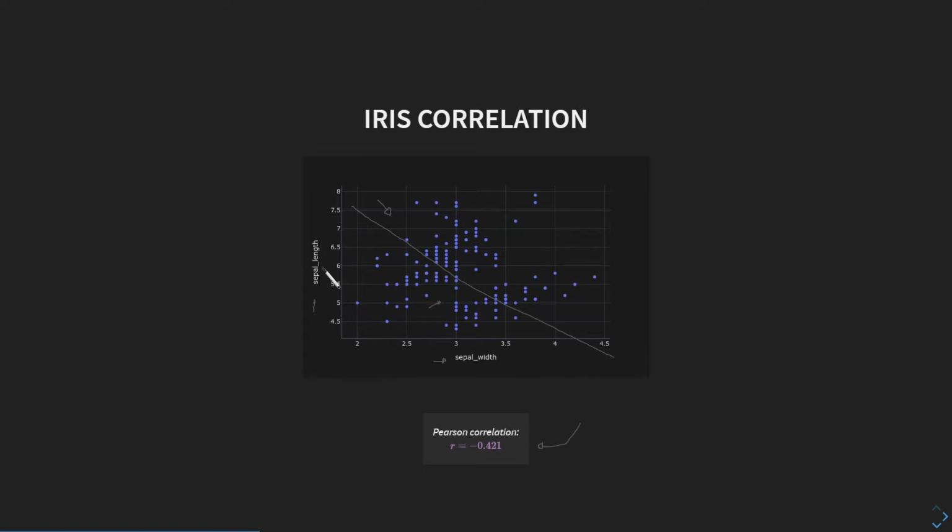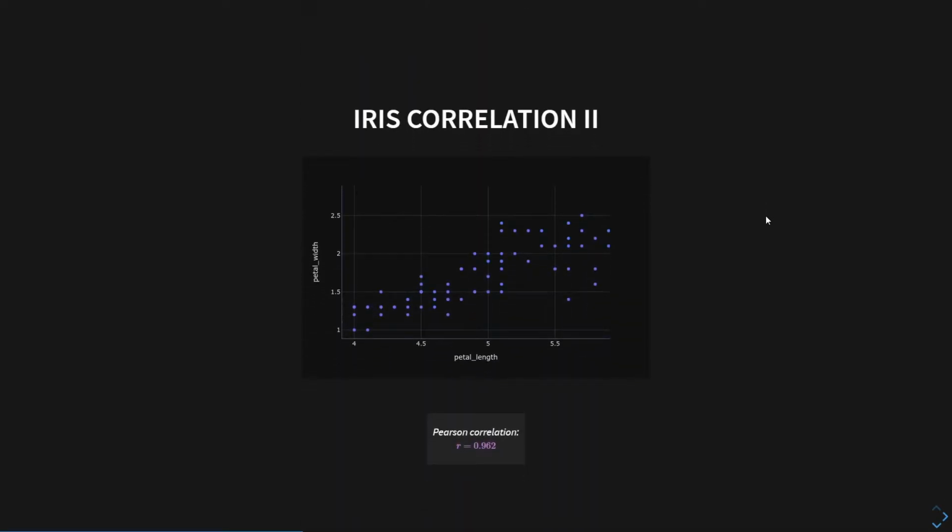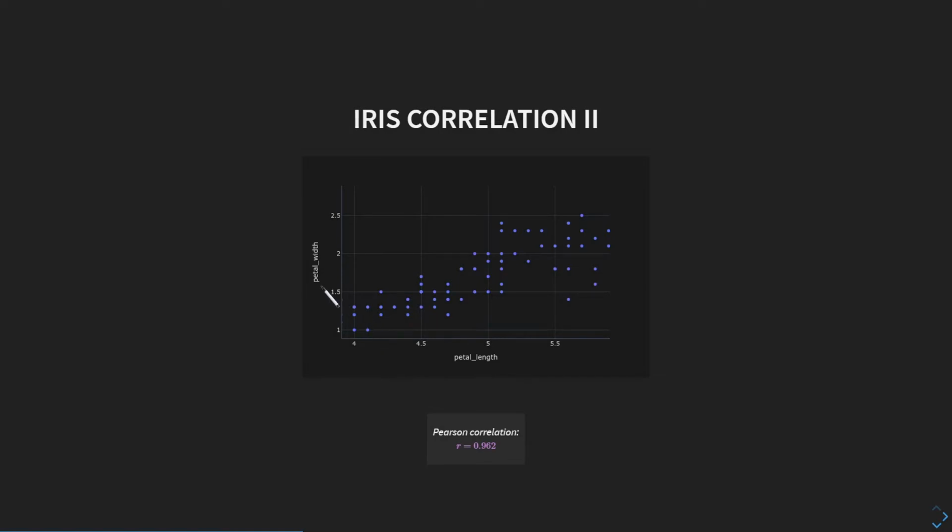So essentially, the longer the sepal, the narrower the sepal is. The next one, we can see much more convincing correlation between the petal width and the petal length. And it's a very strong 96% correlation right here. So the wider the petal, the longer the petal, right? So these grow linearly, as we would say, and the others don't.